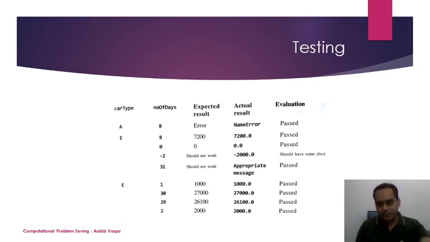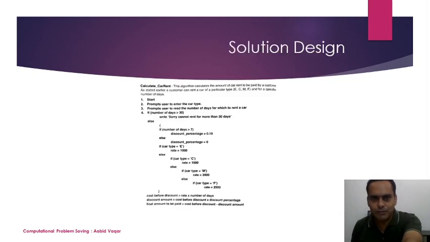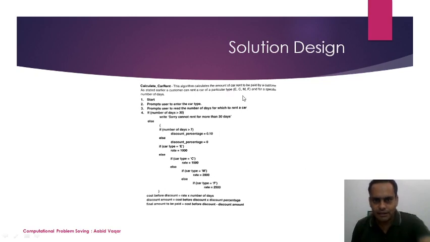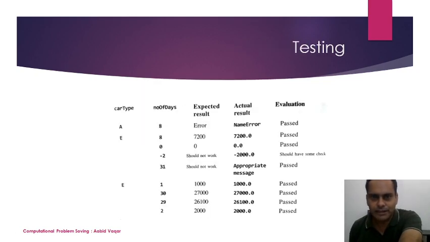Right? We can improve this by, if I move on to the design, we can make changes here. If the number of days is greater than 30, we can provide another condition here that the number of days should be greater than 0. So we can deal with it. So make changes to this program and then check for other inputs.